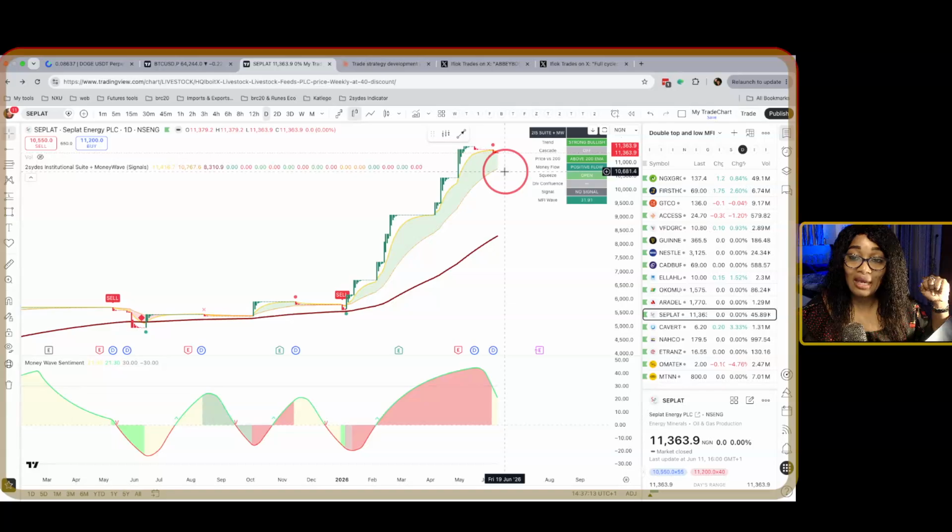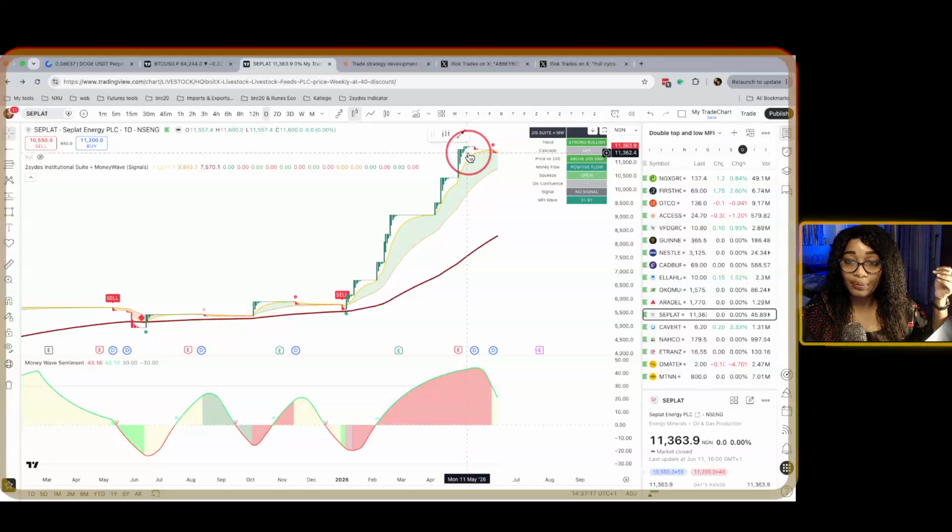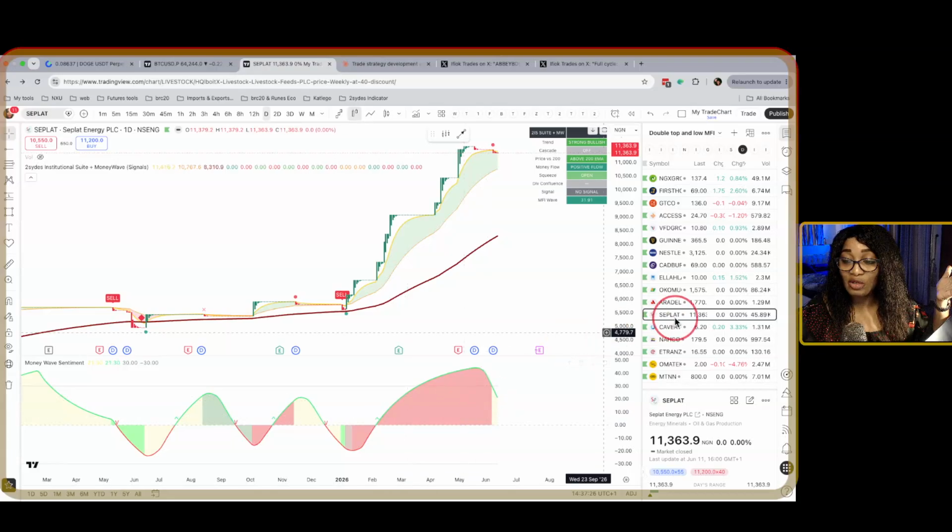This could be a decline. We have to wait and see what happens in the future. But I feel that, left to me, if you haven't taken profits, this is a fantastic point to take some profits. The money wave is still very positive.